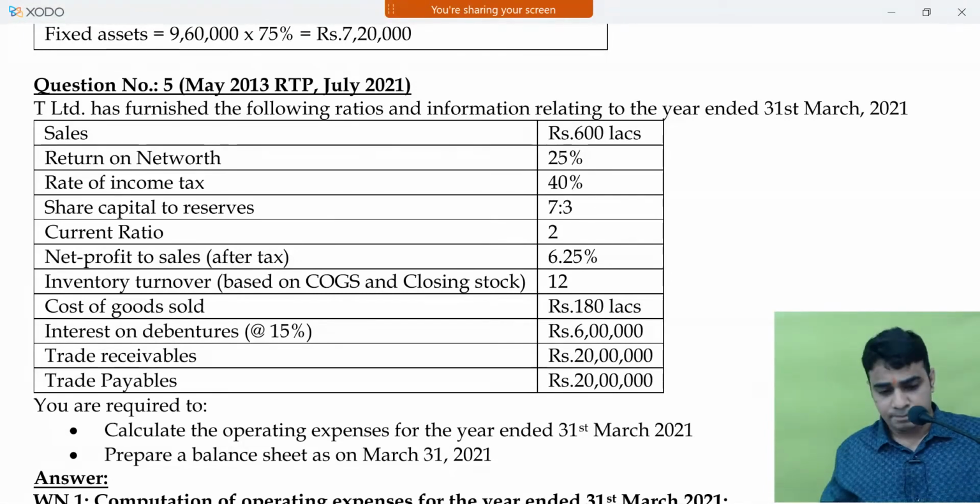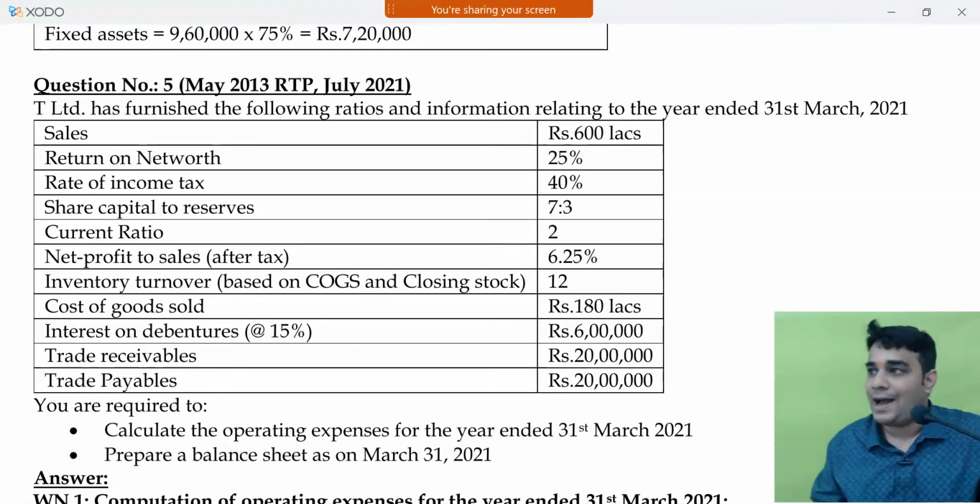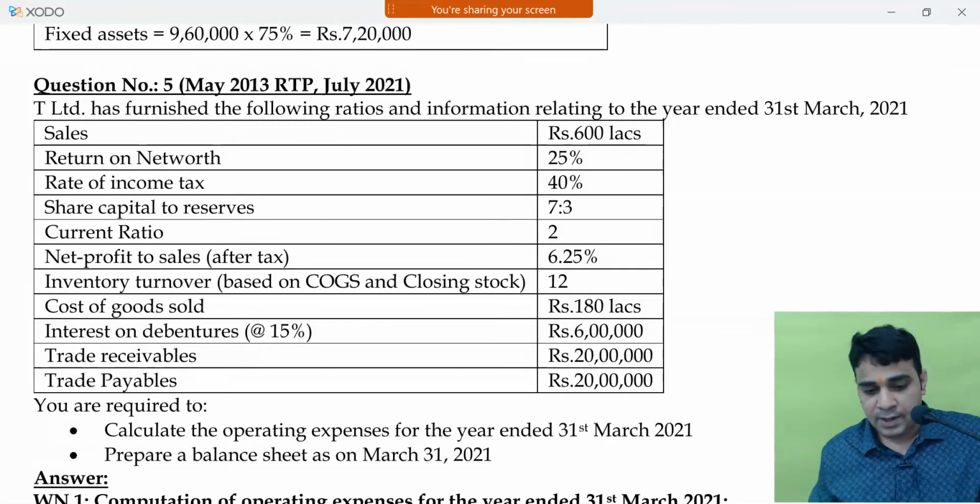Like we had 0.5, 0.6, something like this, this is 7:3. Current ratio is there. Net profit to sales after tax. Inventory turnover ratio has a specific requirement based on COGS and closing stock. They have specifically mentioned this is on closing stock, which is what we normally do. Some questions may specifically want us to do it on average stock, and there will be information there. COGS is there, interest on debentures, trade receivables, trade payables.